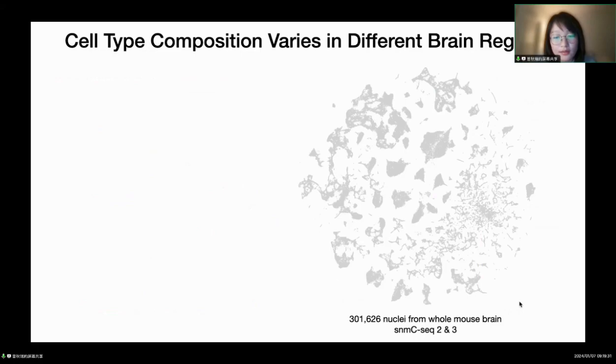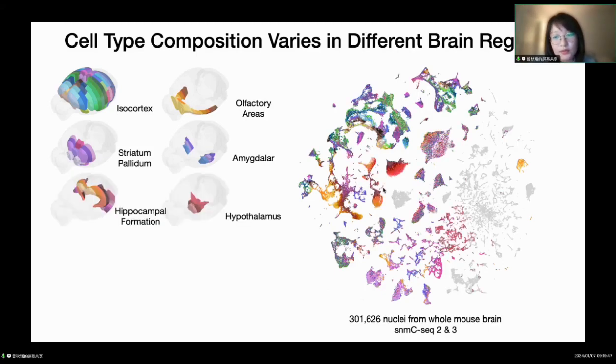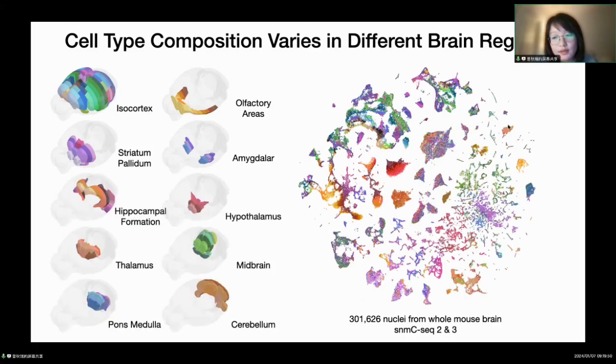So here is to give you an overview of the cell type composition in the brain regions. This light gray UMAP here is all the cells in the methylation data set. And you can see for each major region, the cells are located on different parts of this UMAP, suggesting that the cell type composition is actually quite different in the brain regions. And the molecular diversity is very unique in different brain regions as well.